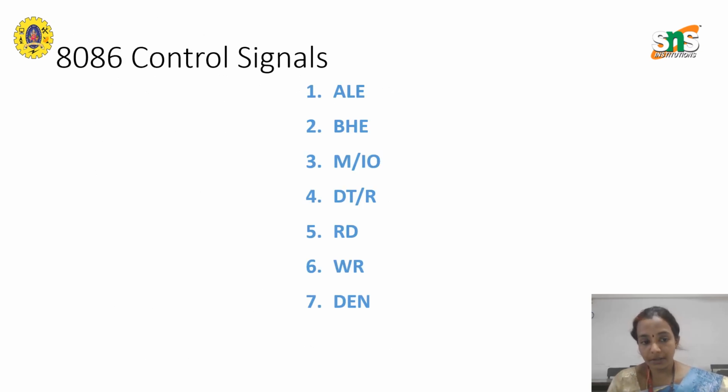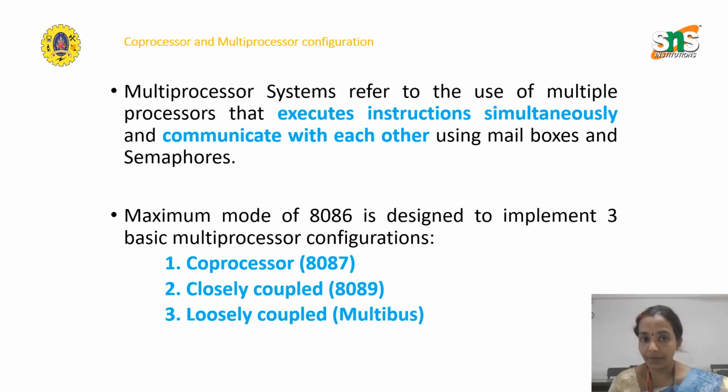So 8086 is having some control signals like ALE, BHE, memory input, data transfer receive, read and write, and arithmetic logic enable, data enable, read and write signals. So these signals usually control the 8086 microprocessor.